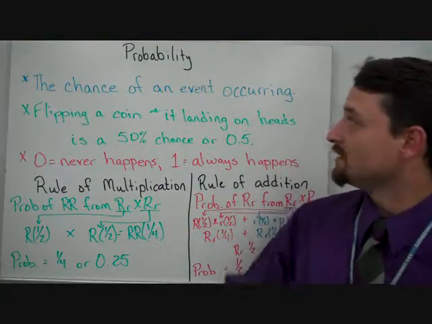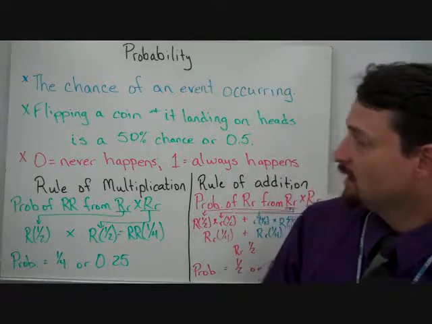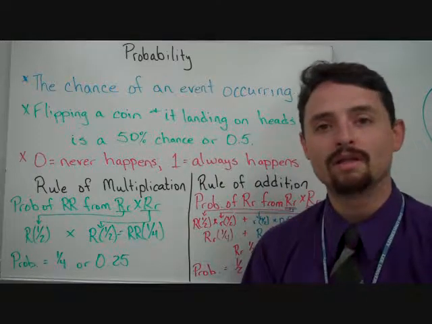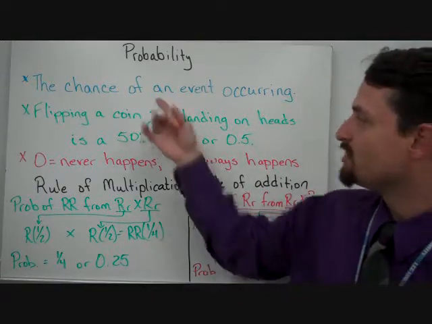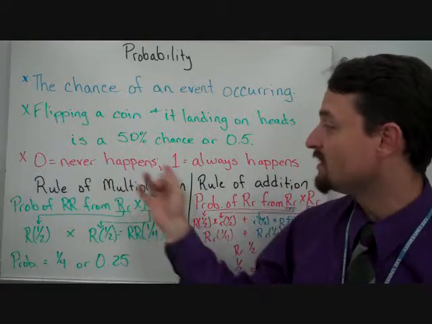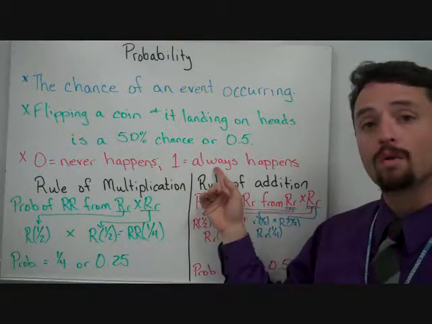All right, guys, this is part 2 of Mendel and the gene idea, or part 2 of just genetics. We're starting today with probability. In probability, we've got the chance of an event occurring, and this is usually a number between 0 and 1, 0 being it never happens, 1 being that it always happens.